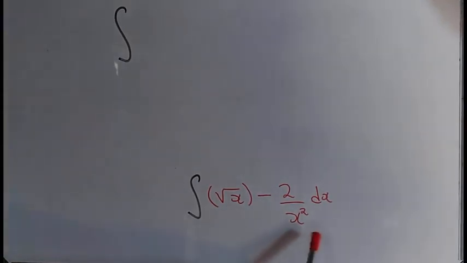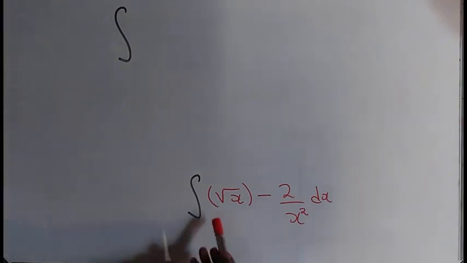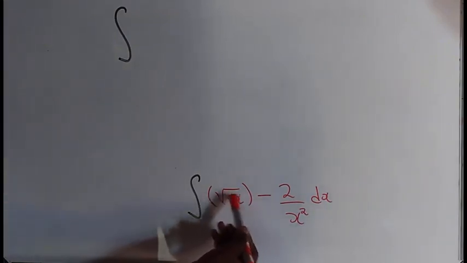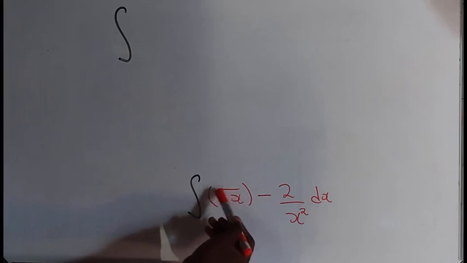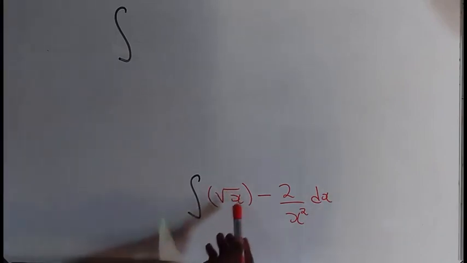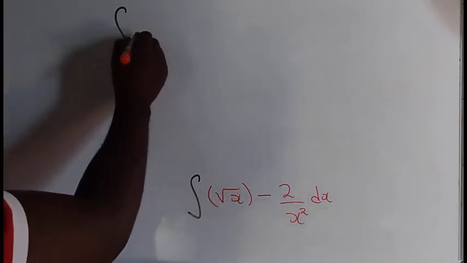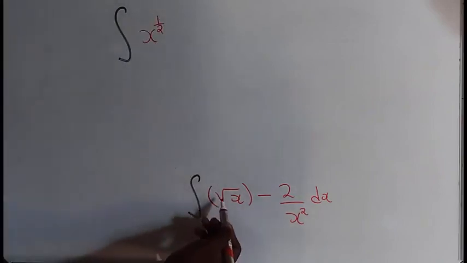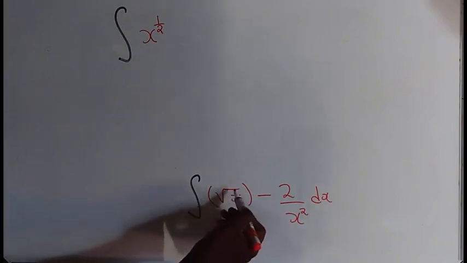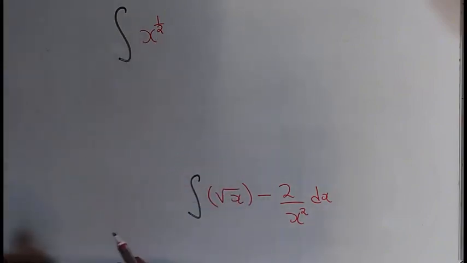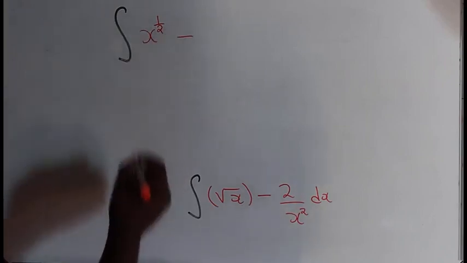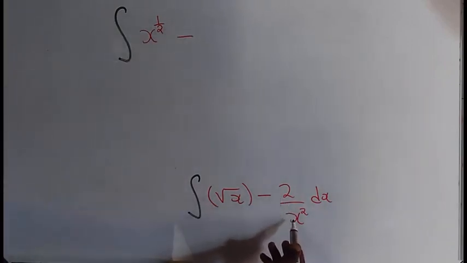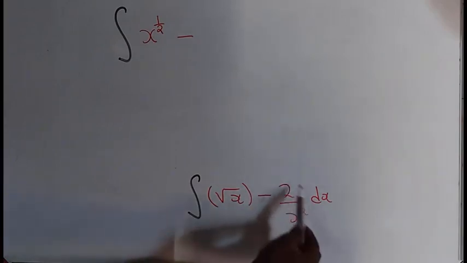All right, so after writing like this, next step now, step 2, we are going to rewrite this because it's having a root, root of x. So we are going to write this root as a power of x. So it's going to be like this, the integral of x raised to the power 1 over 2, because this is the square root, minus 2 over x squared. Now here we can't integrate properly, so we have to rewrite this as well.